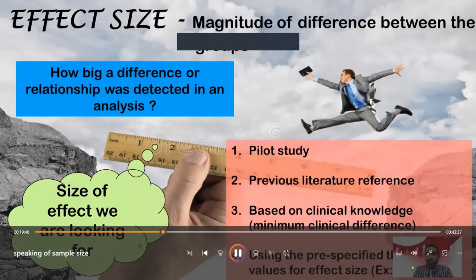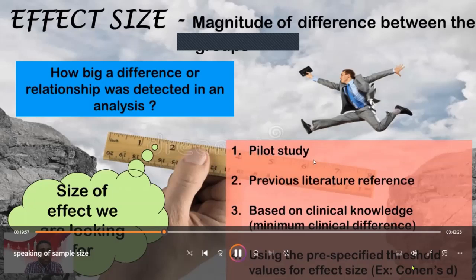Effect size is calculated based upon a pilot study, which is the best method to calculate the efficacy. How did you arrive at 60% in group A and 80% in group B? You need to conduct a pilot study, right? Or you can get this information from previous literature, something similar to your study design. If anything is available, we can get it from the literature.